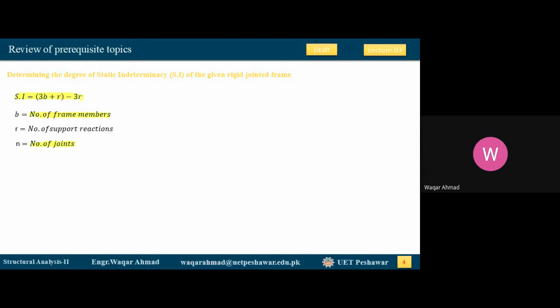And what is 3n? N is the number of joints. It means that the total number of available equilibrium equations can be found by multiplying the total number of joints by 3. So let's apply this on a problem so that you can get a better idea.